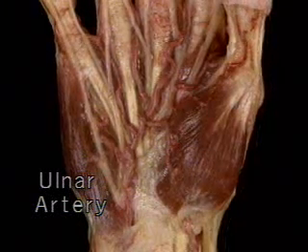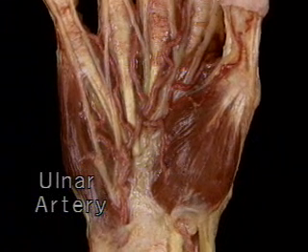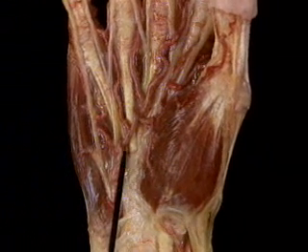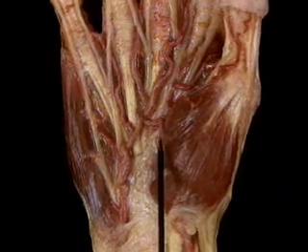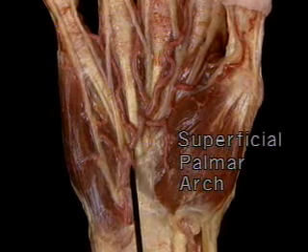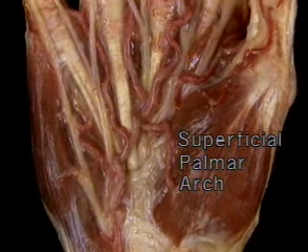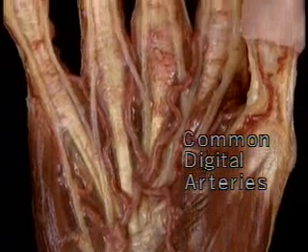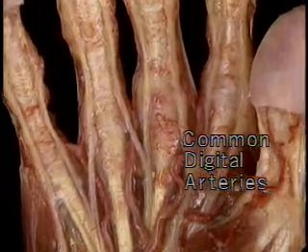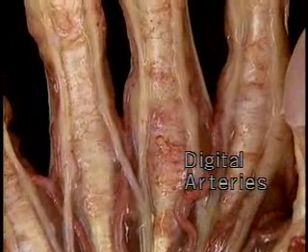and runs across the palm in front of the flexor tendons. It usually ends by anastomosing with the superficial branch of the radial artery, forming a loop called the superficial palmar arch. The superficial palmar arch gives off these common digital arteries. Each common digital artery divides into two digital arteries.